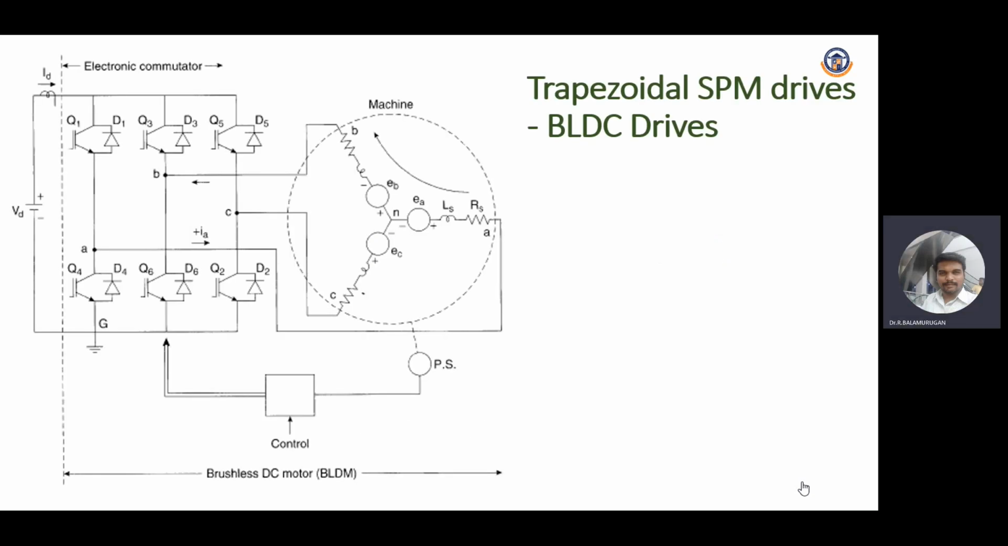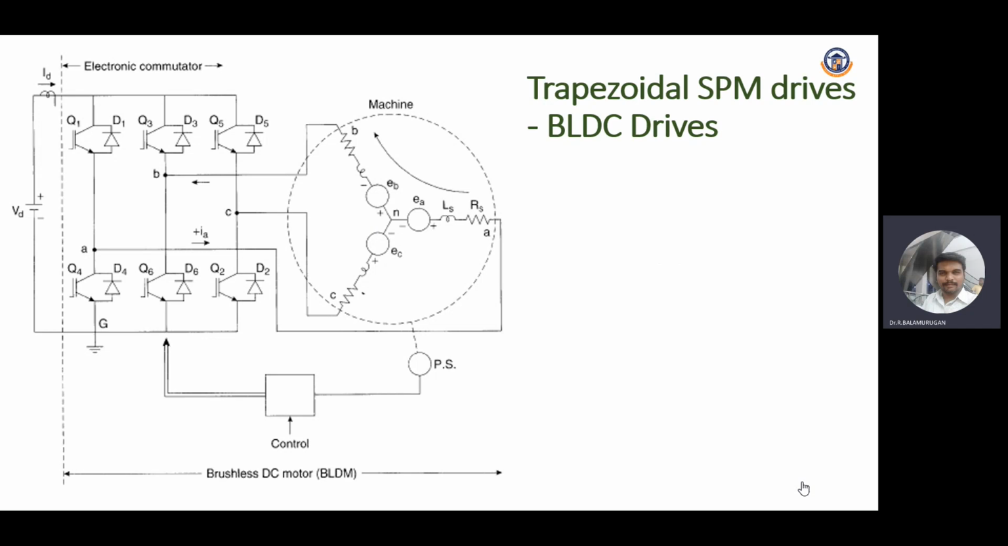So this is the trapezoidal special machine drive, which is nothing but the BLDC drive. The circuit diagram shown here consists of a supply, which is a DC supply, connected with an electronic commutator, that is, an inverter. The second thing is the machine, which is the BLDC, monitored by using the position sensor. Here the speed is monitored by using the position sensor.